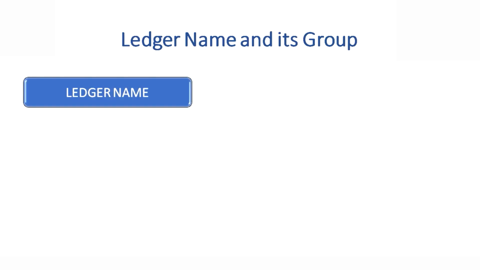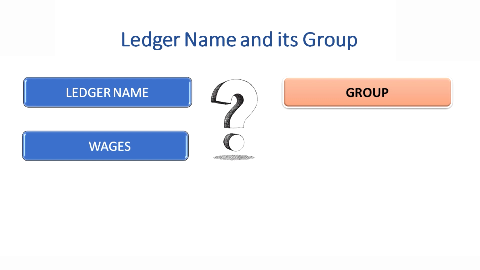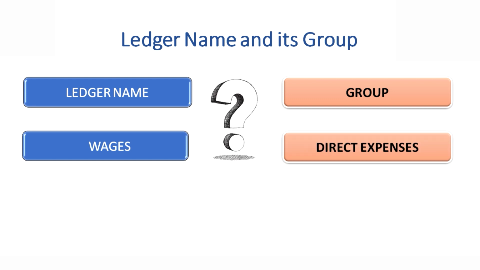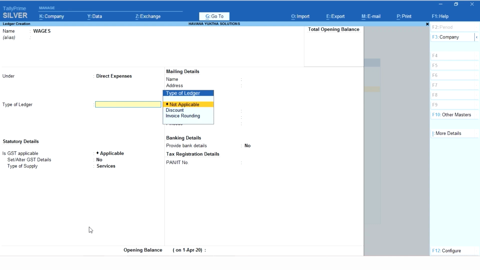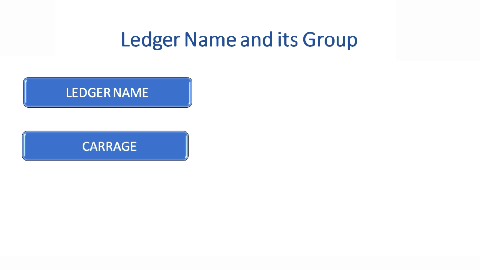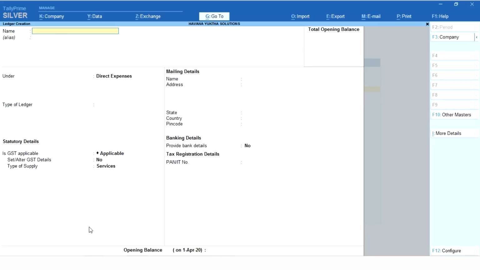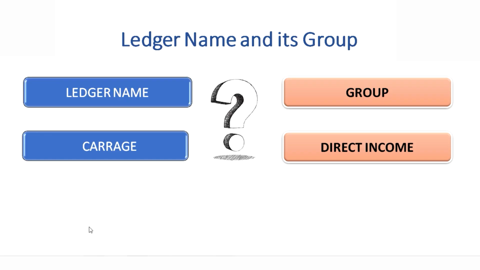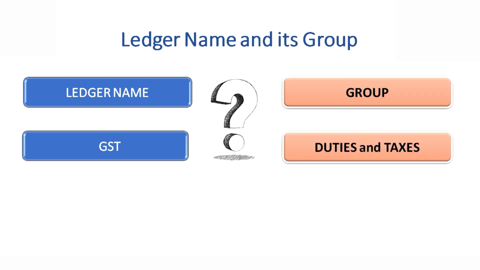So next we go with a ledger name called wages, and this should be grouped under direct expenses. So we go with direct expenses and we'll press Ctrl A. So the next ledger we go with carriage, and this will be grouped under direct income. So the next ledger will be GST, it is a tax, and this will be grouped under duties and taxes.